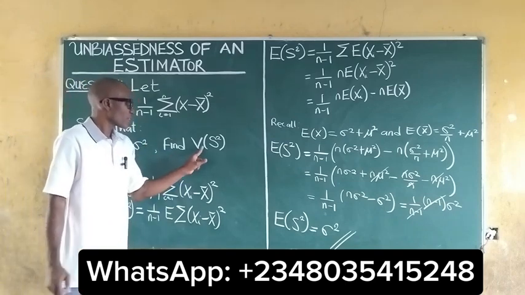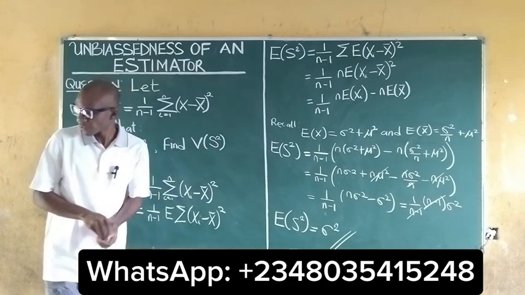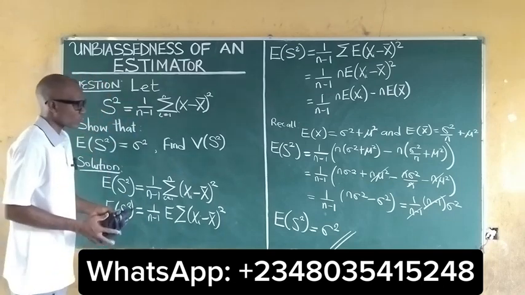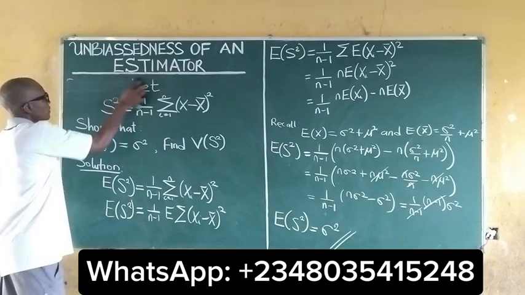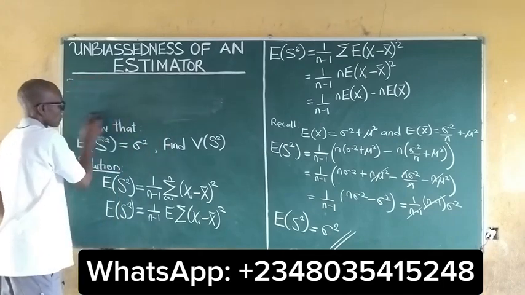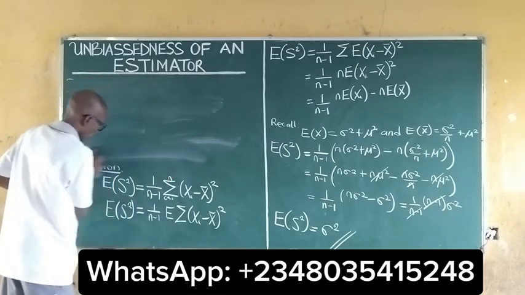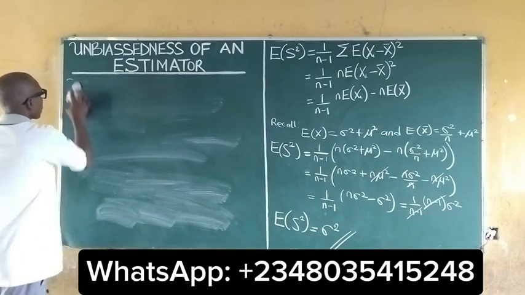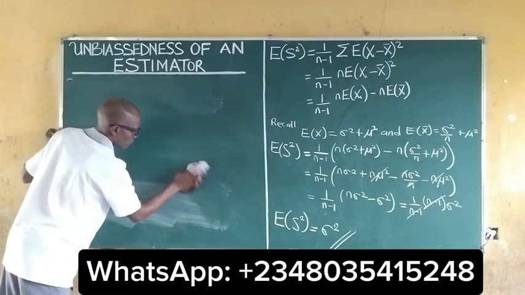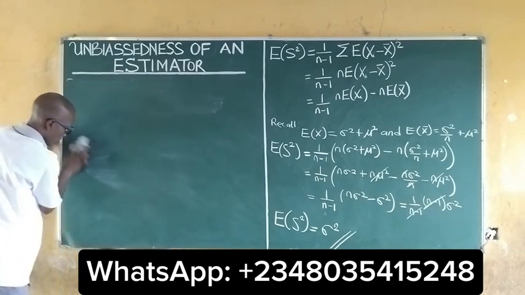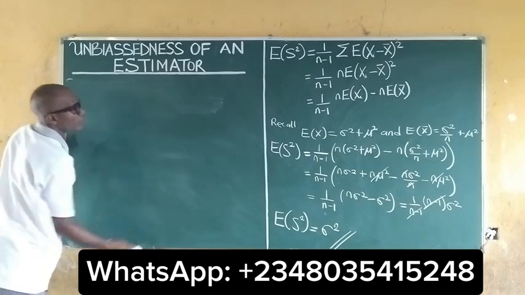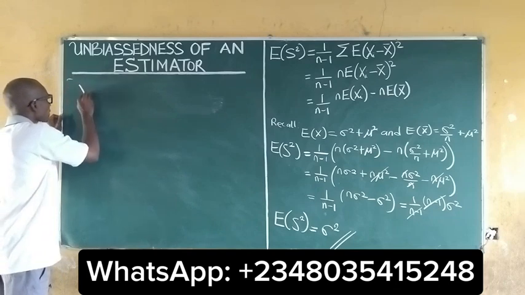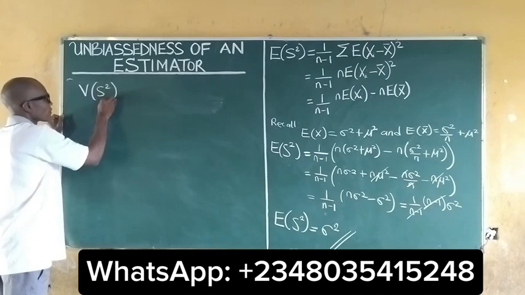We are now to find the variance of s squared. We go over to this side to find the variance of s squared. The next question is to find the variance of s squared.